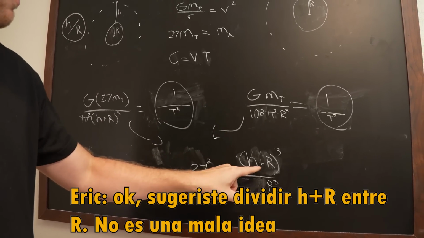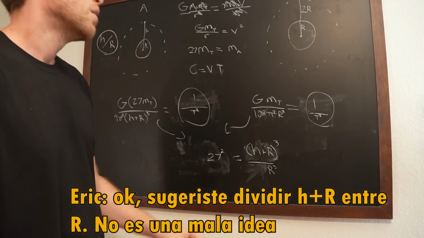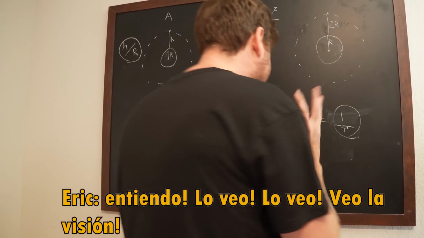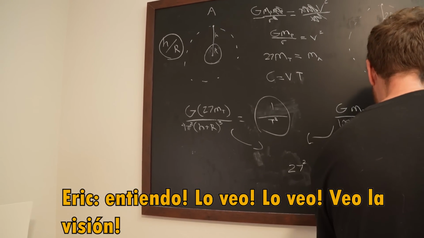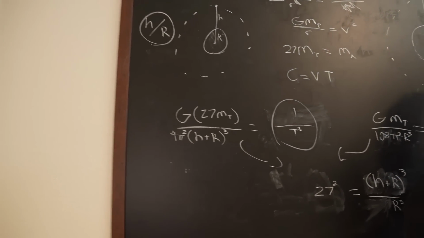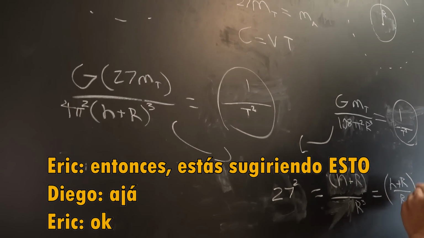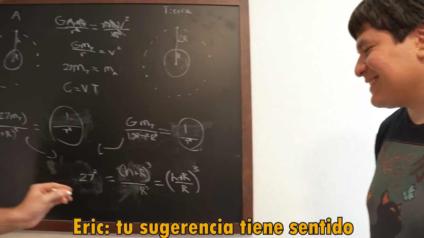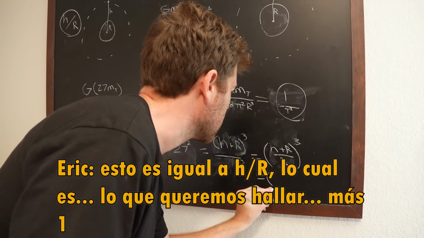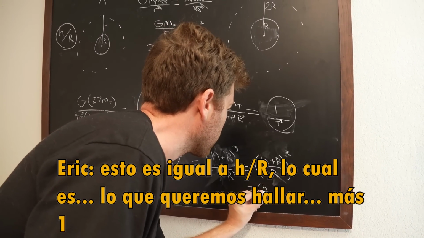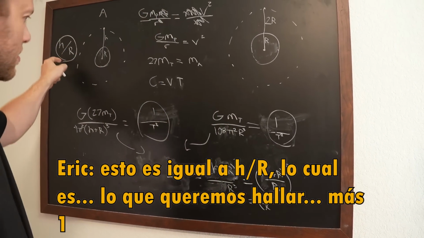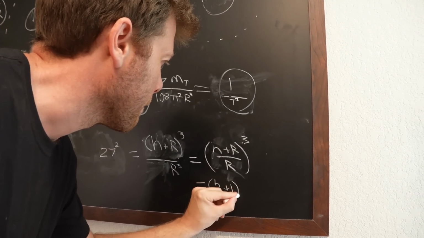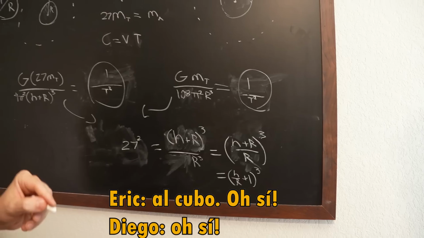Okay, so you suggested dividing this into both. That's not a bad idea. I understand. I see the vision. So you're suggesting that. That makes plenty of sense. That is equal to h over r, which is the thing we're looking for, plus 1 cubed. Oh, yes.